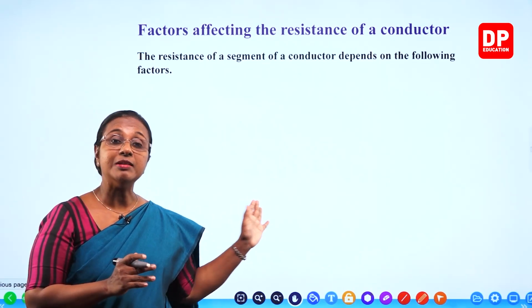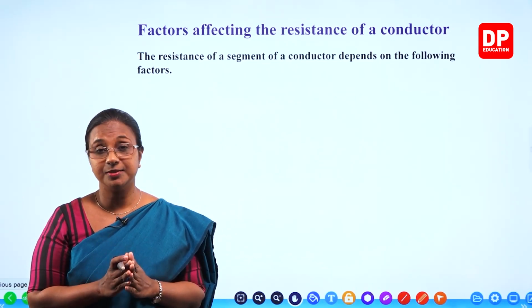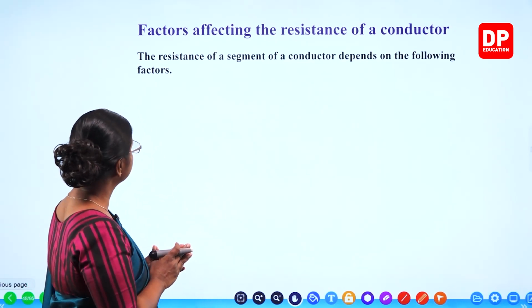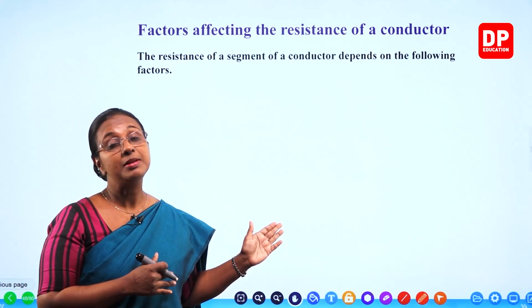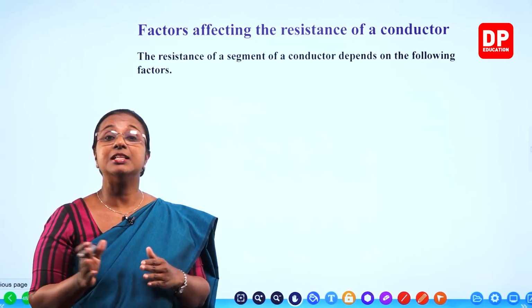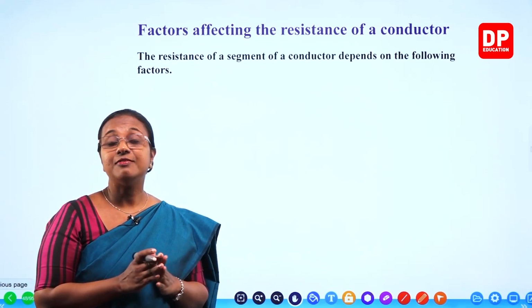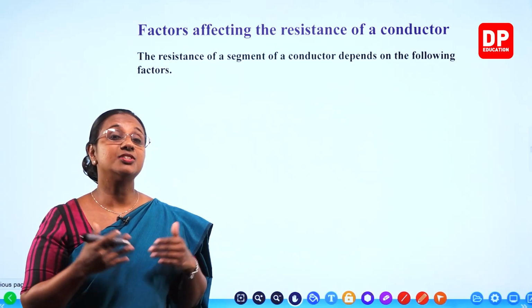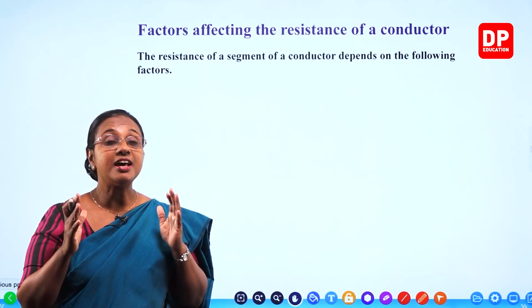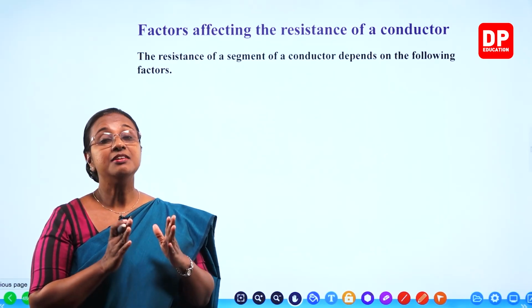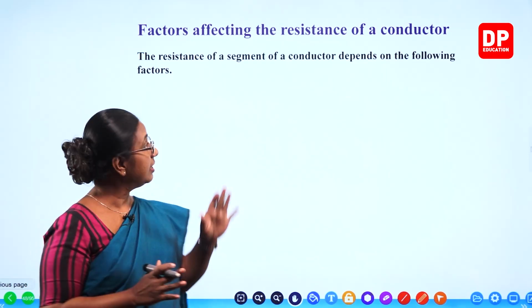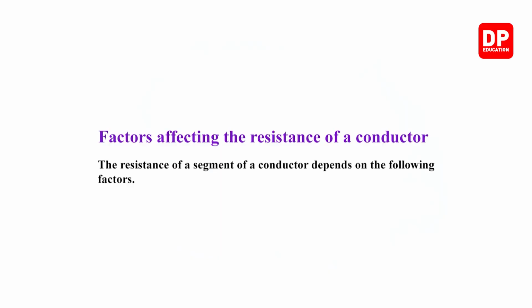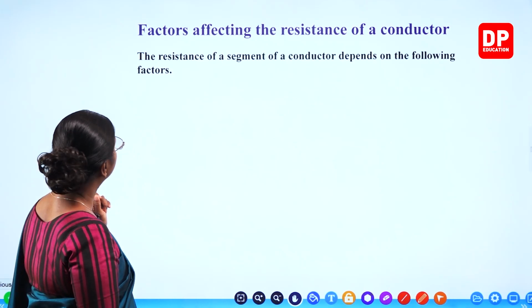I told you all we will be discussing resistors further. You can remember the rheostat, a variable resistor that we used in the activity in the previous chapter. Like that, there are different types of resistors, and conductors also have resistance. There are factors that affect the resistance of either a resistor or a conductor. So we will be looking at the factors affecting the resistance of a conductor.